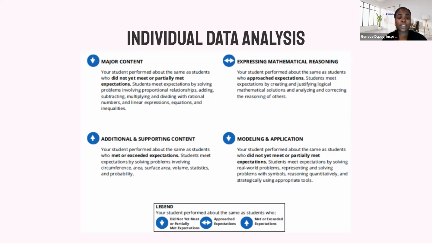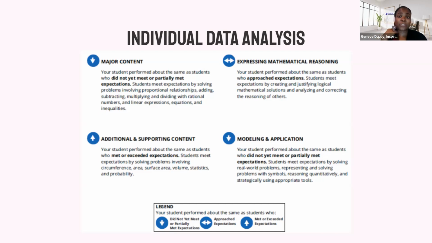The major content and additional and supporting content are primarily assessed through those type 1 problems and can be distinguished based on the state standards. So if you have students that are, like in this example, struggling to meet expectations with major content, but doing well with additional and supporting content, you might need to throw more of your focus to those standards that have the filled in green squares and not address so much those standards that are additional and supporting.